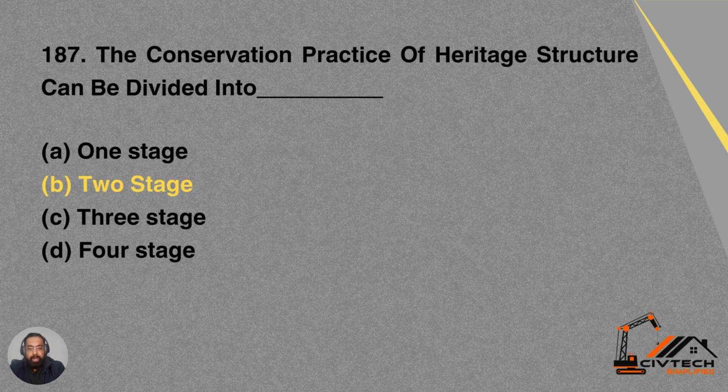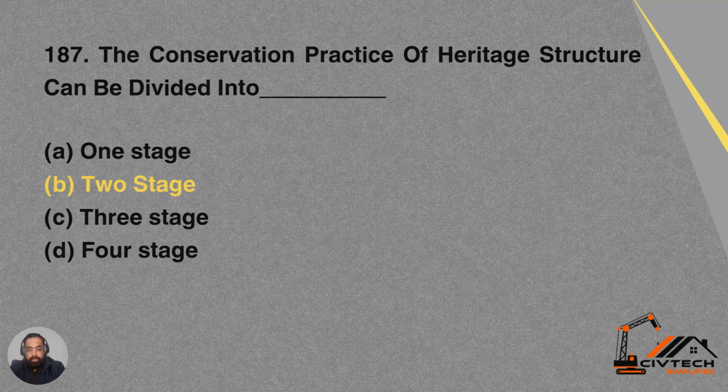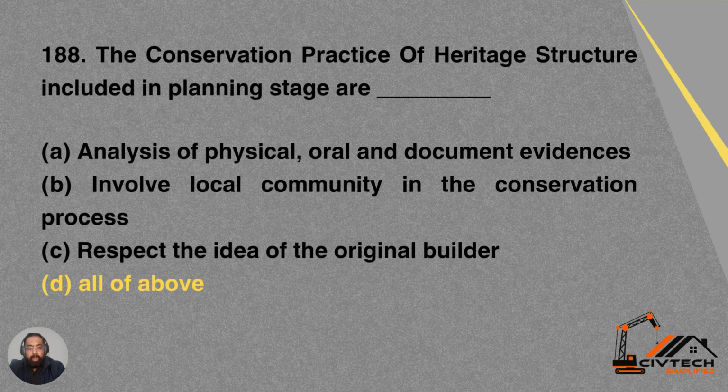187. The conservation practice of heritage structure can be divided into option A, one stage, option B, two stage, option C, three stage, and option D, four stage. So B is the correct answer. It's two stage. Conservation practice of heritage structure can be divided into two stages. B is the correct answer.